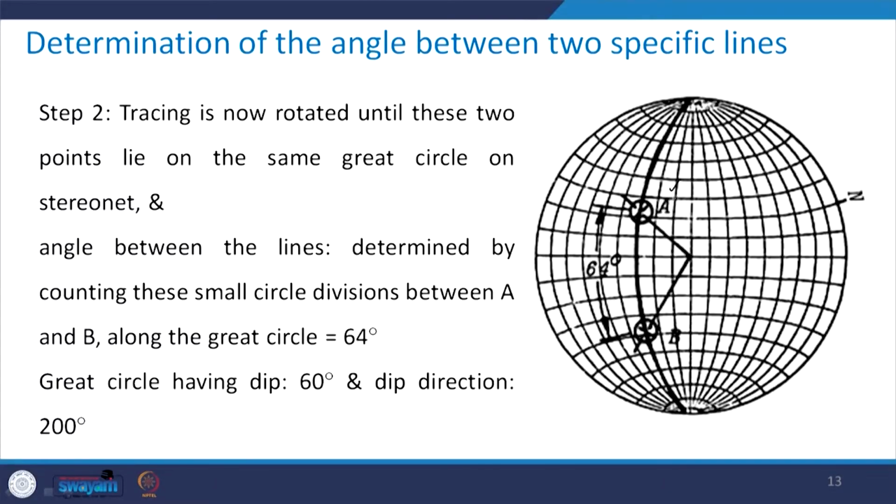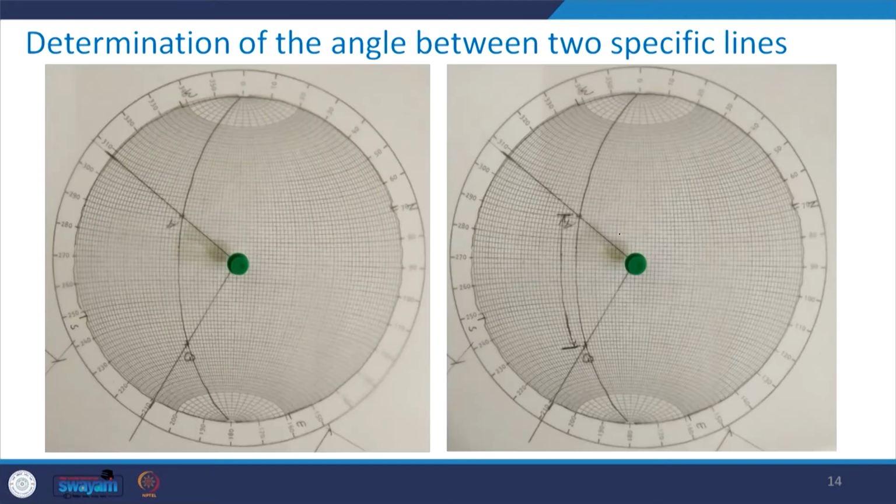So, what is done in this case is, we need to rotate the tracing sheet in such a manner that these 2 points which we have marked A and B lie on the same great circle. And then what we do is, we measure how many intervals are there in between these 2 points along that great circle, not along the horizontal direction, not along the vertical direction, but along that great circle. That angular distance is going to give us the angle. Let us see how we do that.